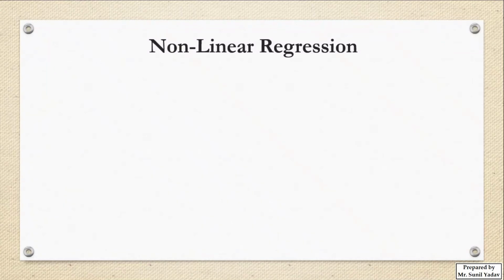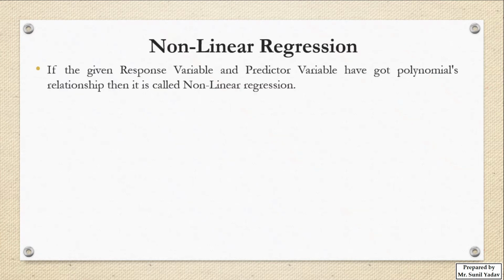Hello everyone. Welcome to this lecture, and in this lecture we'll see the third type of regression analysis algorithm, that is nonlinear regression. If you read the statement here, if the given response variable and the predictor variable have a polynomial relationship, then it is called nonlinear regression. This statement is clearly describing that the variable x and the variable y always follow the polynomial relation. That's why we call this a nonlinear regression.